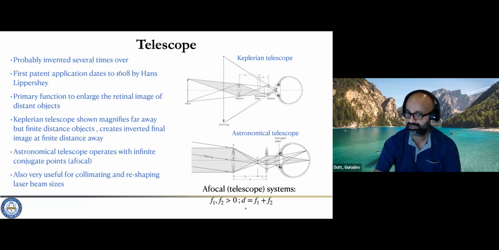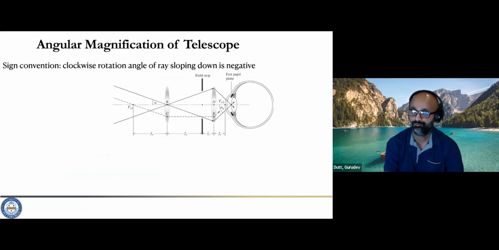You remember we did ray tracing where D was either greater than F1 plus F2 or less than F1 plus F2 for different focal length combinations. Here we're going to see that D is equal to F1 plus F2. So again, I'm going to take an astronomical telescope. I'm going to adopt the sign convention that the angle of a ray that's sloping down, because you had to rotate this ray clockwise from the optical axis.